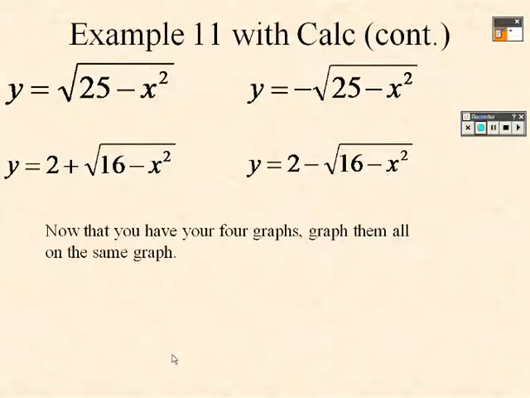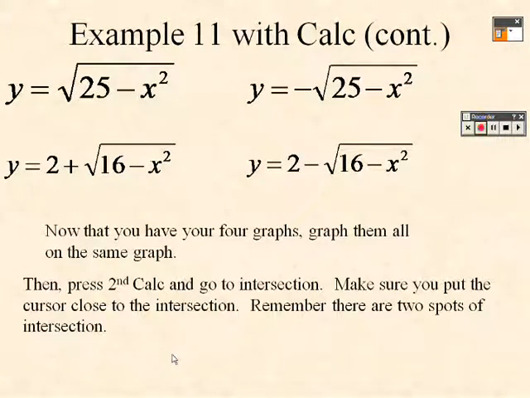So now that you have your 4 graphs, we're going to graph them all on the same graph. So square root of 25 minus x squared, and make sure you put an end parenthesis there, and negative square root of 25 minus x squared. Then graph 2 plus the square root of 16 minus x squared, and 2 minus the square root of 16 minus x squared. And we graph them all to see what the graphs look like.